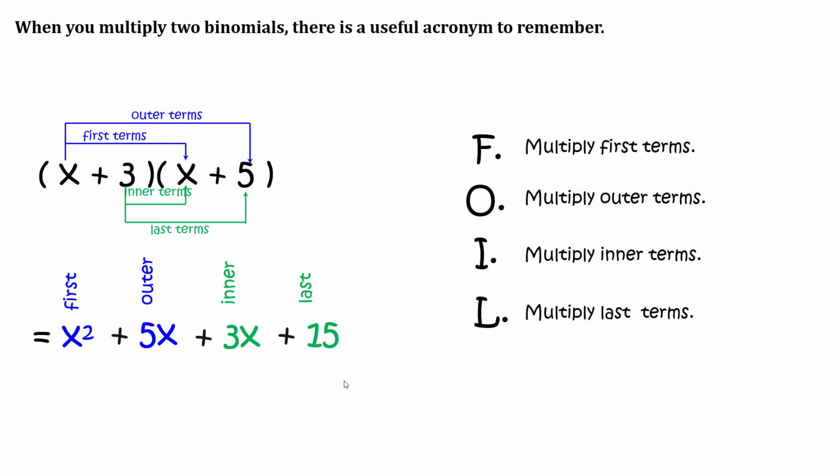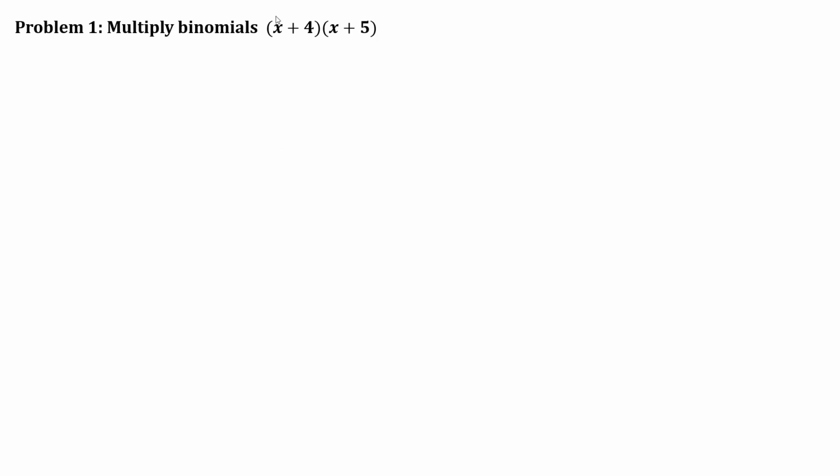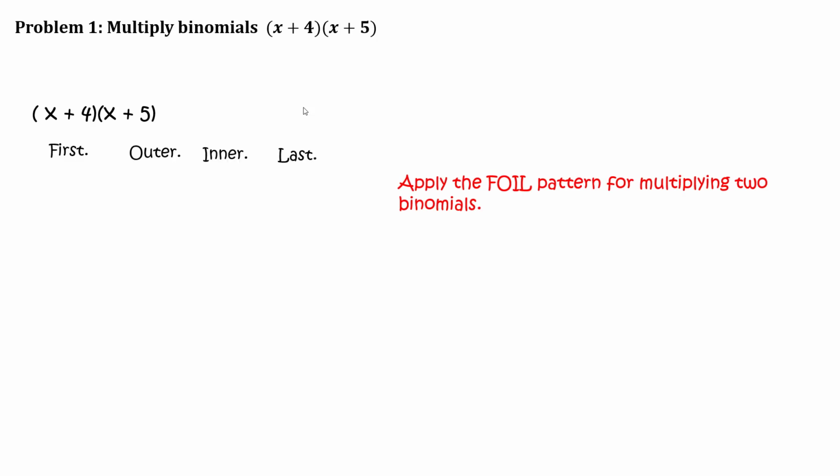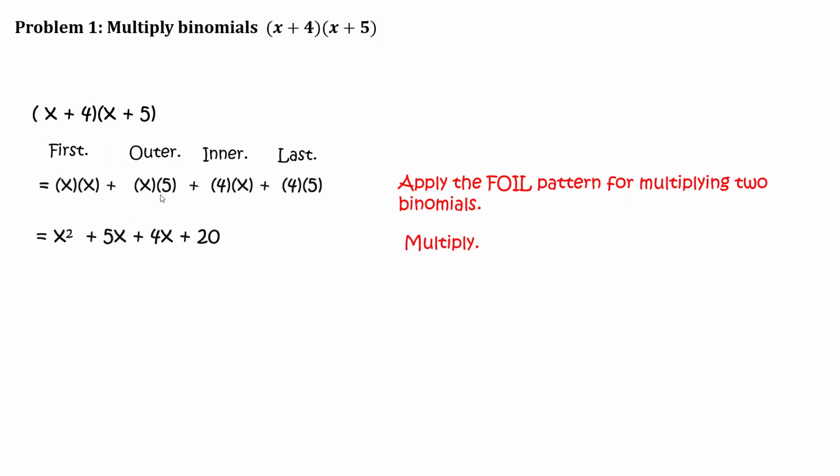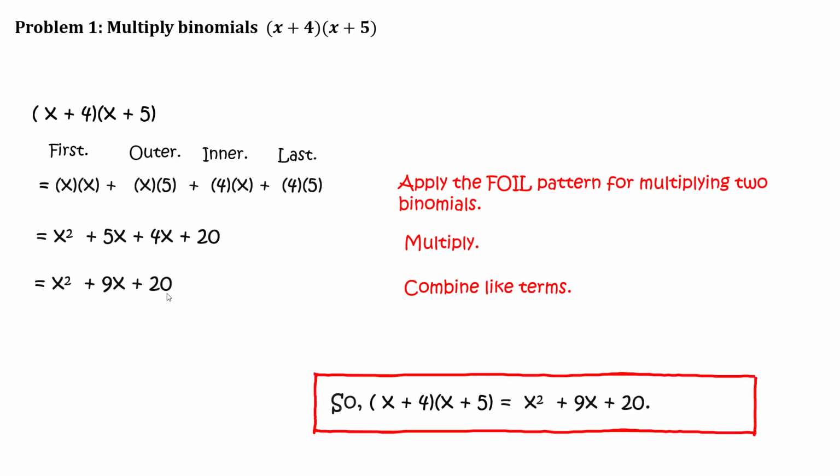All right, so let's try an actual example. Problem 1, multiply x plus 4 times x plus 5. I'm going to first write the problem, and then apply the FOIL pattern: first, outer, inner, last. The first terms are x times x, the outer terms are x times 5, the inner terms are 4 times x, the last terms are 4 times 5. So x times x is x squared, 5 times x is 5x, 4 times x is 4x, and 4 times 5 is 20, and then I simplify: x squared plus 9x plus 20. x plus 4 times x plus 5 equals x squared plus 9x plus 20.